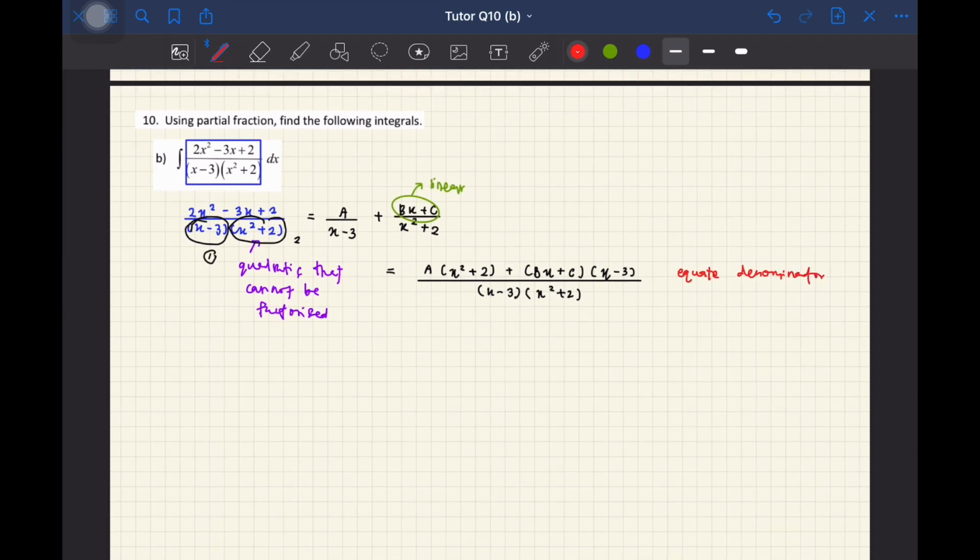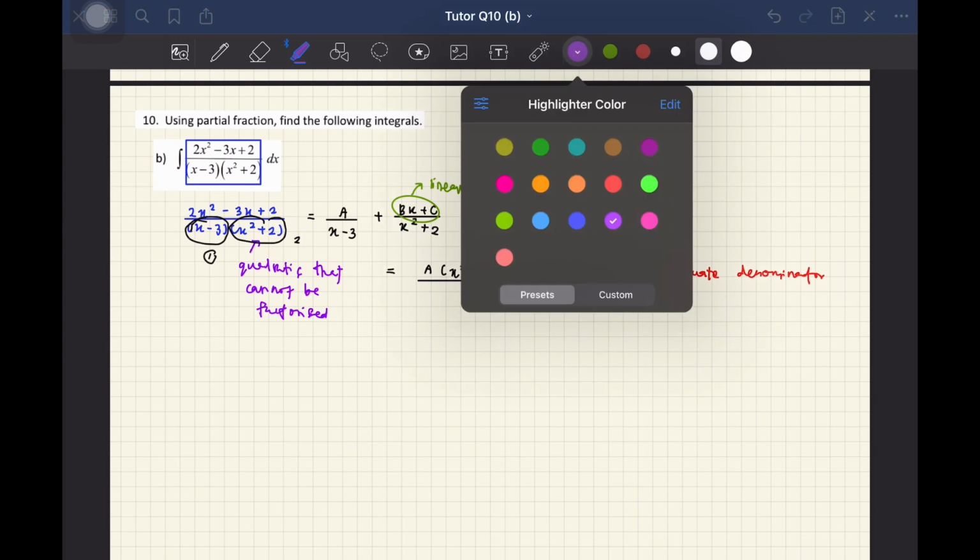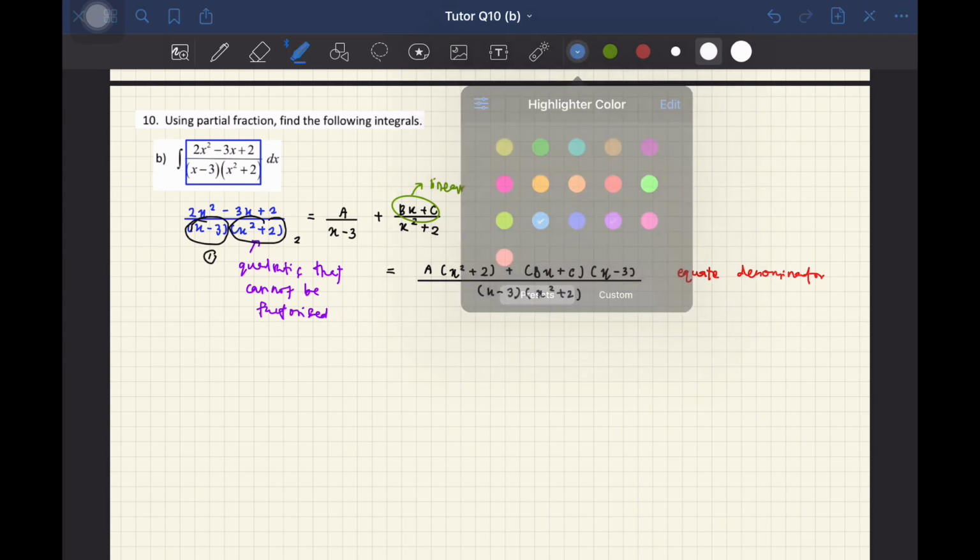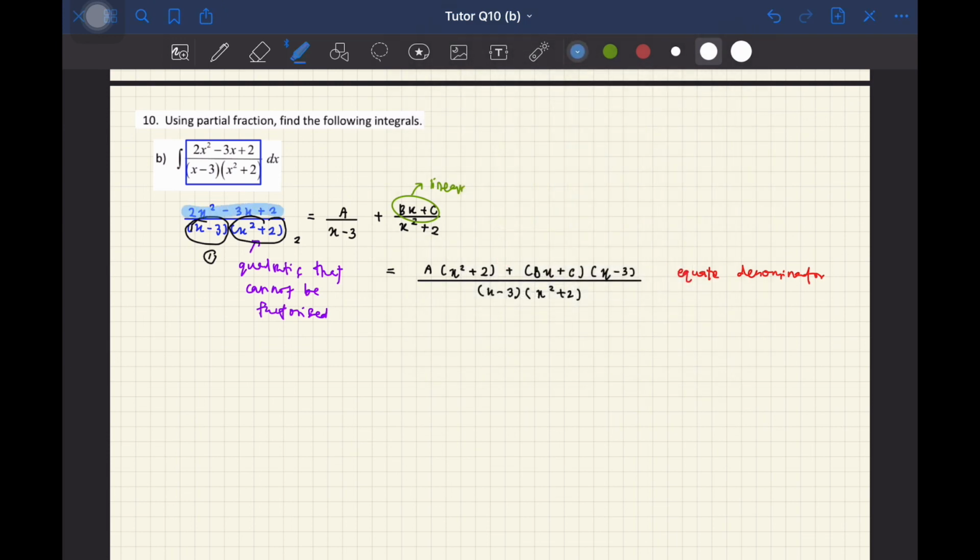Alright, and then for the next step, kita akan buat comparison. So kita akan compare bahagian yang tak sama. So mana bahagian yang tak sama? So this is it, bahagian yang tak sama. Okay, so kita akan ambil bahagian yang atas, compare dengan yang atas, sebab bahagian bawah dah sama. This one dah sama dengan yang ini. So, kita akan ambil sahaja bahagian yang atas yang saya highlightkan tu.